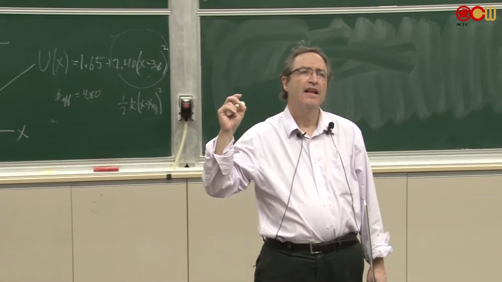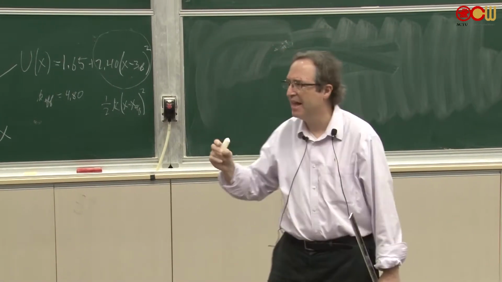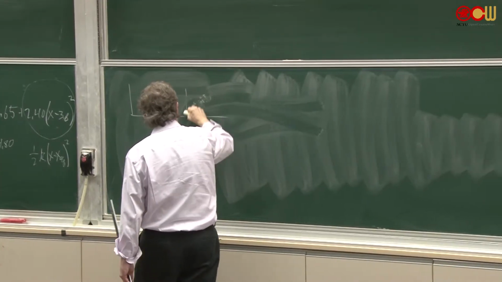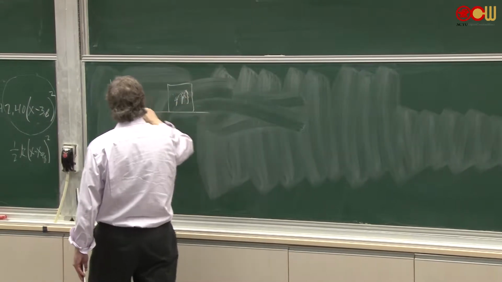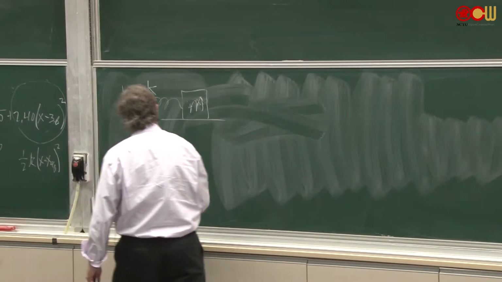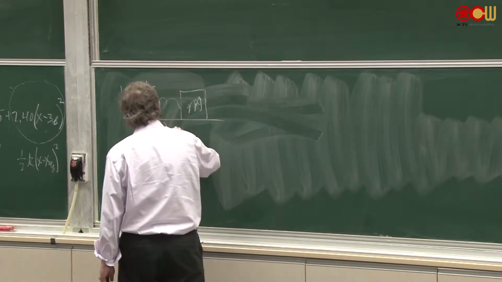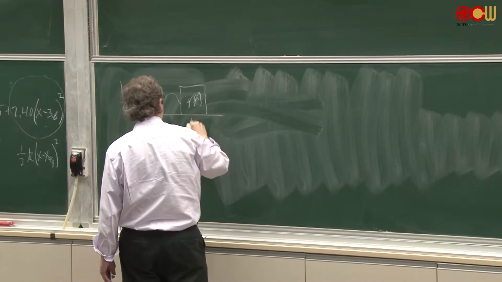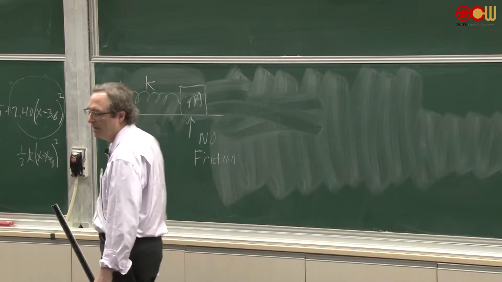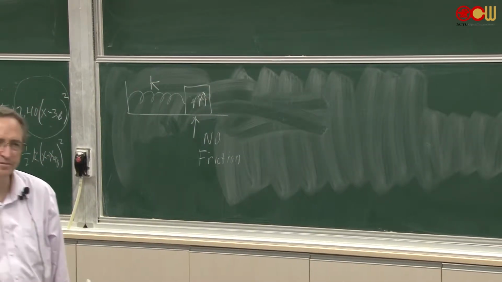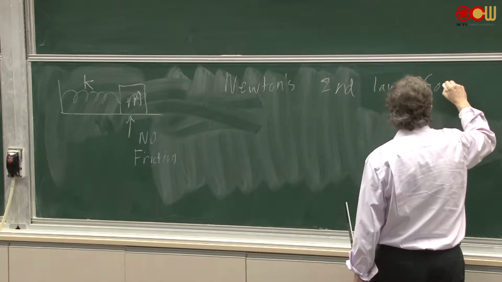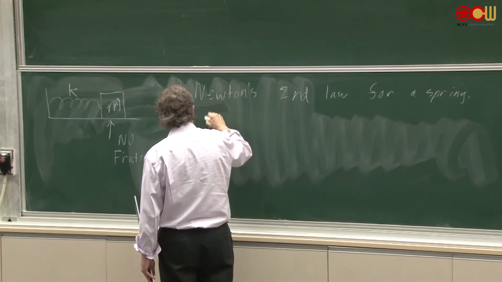So I want to analyze the motion of a mass at the end of a spring. So the basic idea is we have a mass m, we have a spring with a spring constant k, all right, and no friction. All right, so we're going to do the simplest case. So we have Newton's second law for a spring. All right, so we have F equals ma.